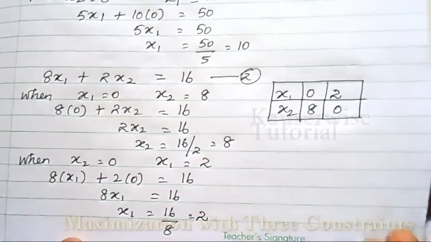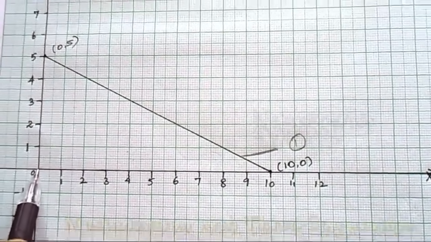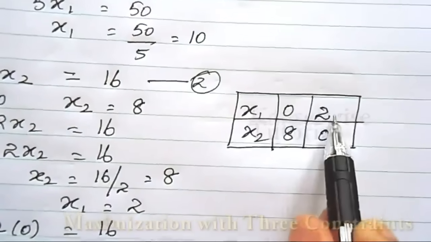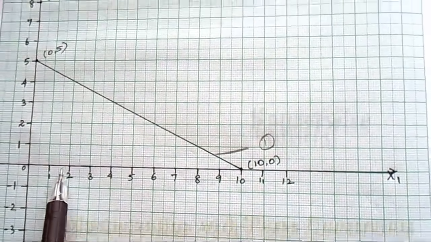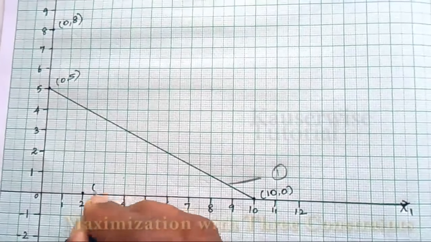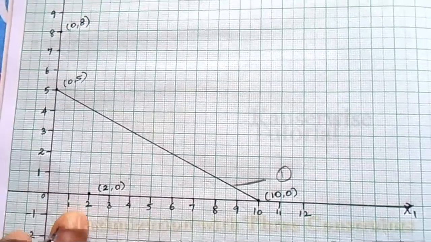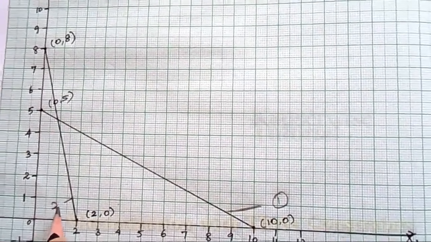Look at the second constraint values. x1 is 0, x2 is 8. This is the first point. x1 is 2, x2 is 0. This is the second point. Now you need to join the 2 points. This line represents the second constraint.